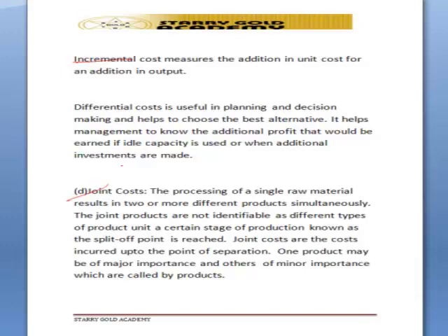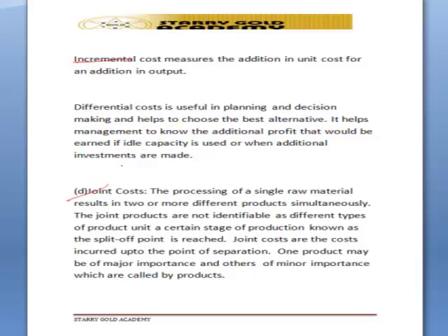That's what we call the joint cost. So one product may be of more importance and the other of minor importance, which are called byproducts. But the costs that have been incurred together before the split-off point are what we call a joint cost.